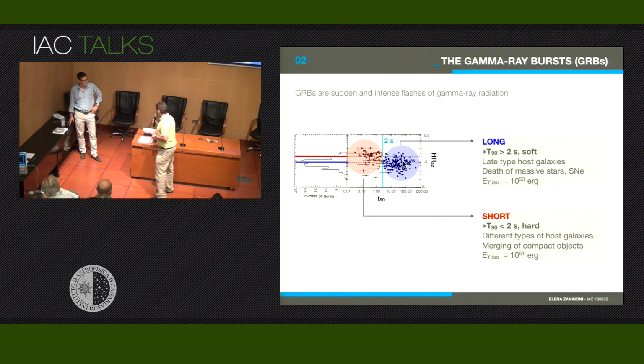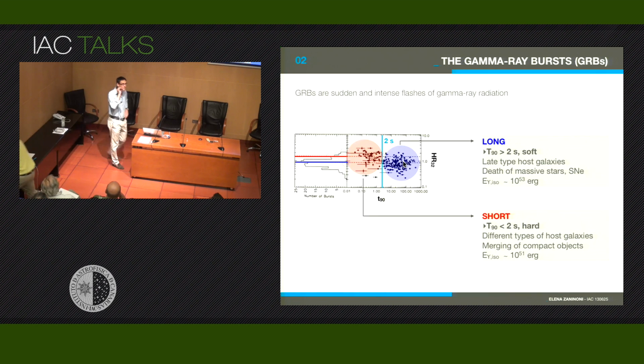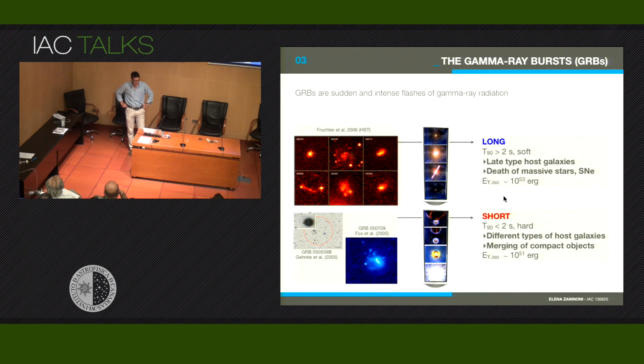Moreover, the difference between these two groups is the hardness ratio. That is, this blue line are long gamma ray bursts that are softer than a short gamma ray burst, that is this red line. Moreover, we can also detect the host galaxies of gamma ray bursts, and so we connected the long gamma ray bursts to late type host galaxies. Instead, short gamma ray bursts are shown to explode in every kind of galaxies. And for this reason, long gamma ray bursts are associated to the death of massive stars, and so they are connected to supernovae explosions.